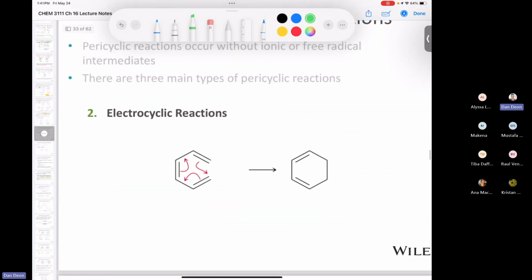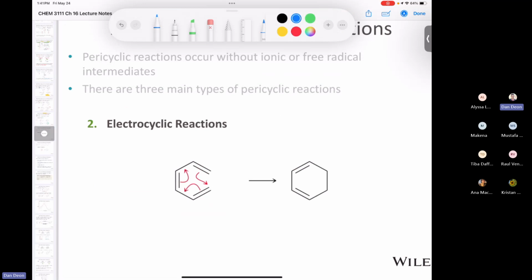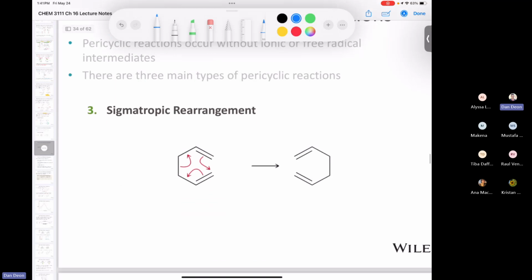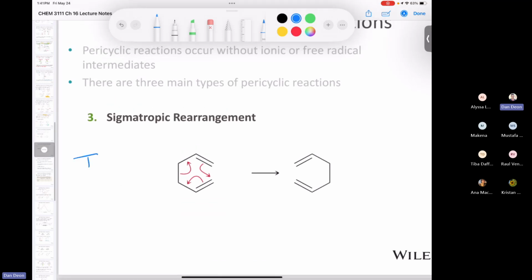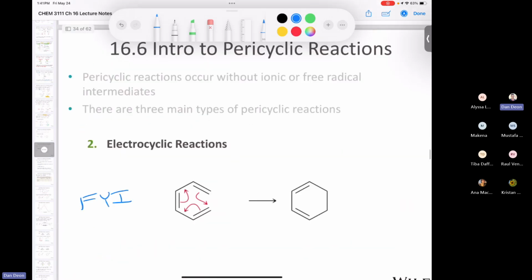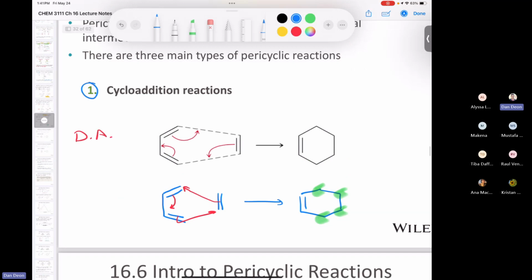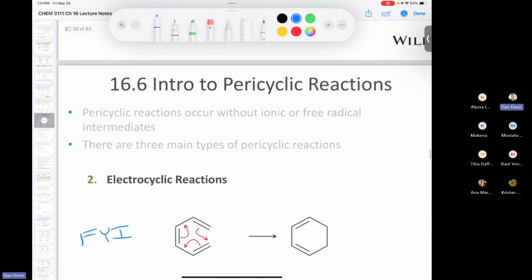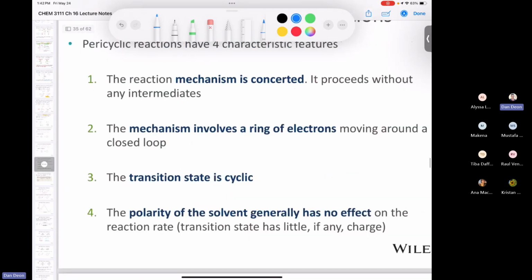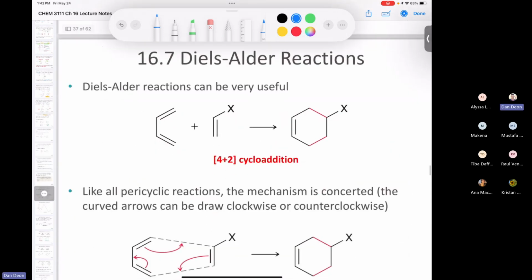So as far as electrocyclic reaction goes, I'm not going to test you on this. I'll just leave this as an FYI. But you can see that this is another type of concerted mechanism. In this case, we end up gaining a couple of sigma bonds overall, and we lose a pi bond in the process. And then this one here is a sigmatropic rearrangement. I'll leave this one as an FYI as well. I'm not going to test you on that. So again, the only one you need to know is going to be the cycloaddition, and the only type of cycloaddition we're going to study will be the Diels-Alder reaction. And again, the reason why we studied the Diels-Alder is because they won a Nobel Prize.